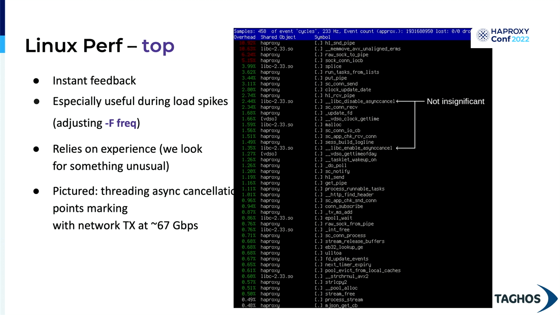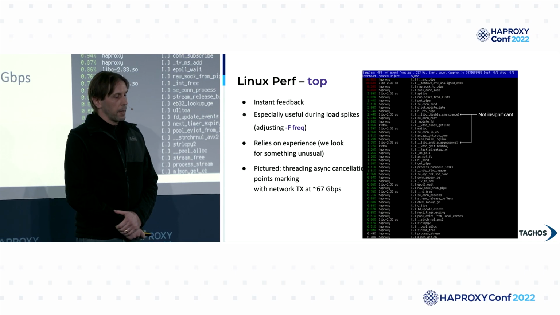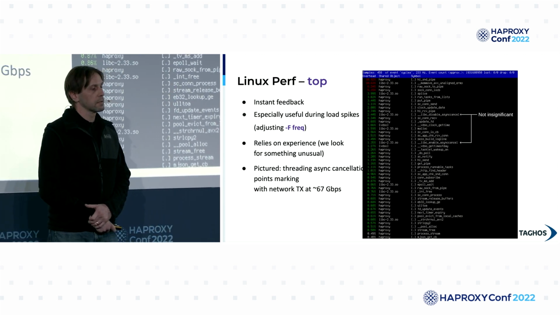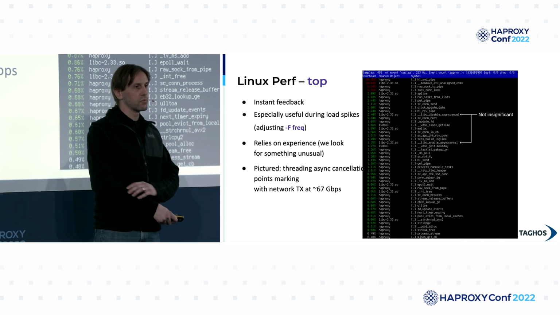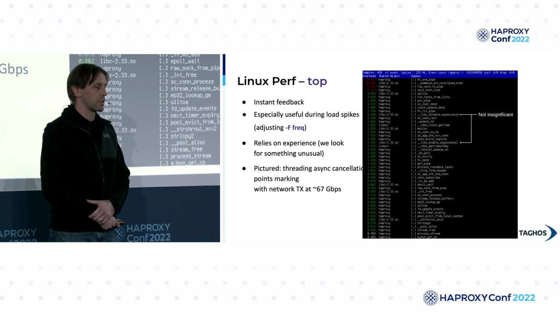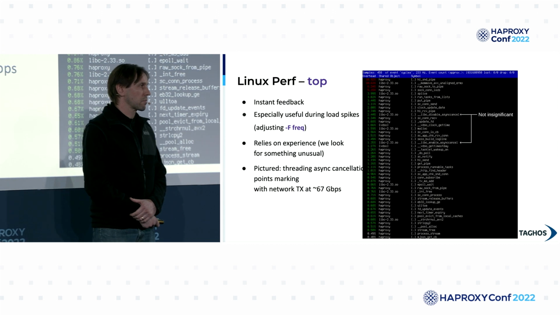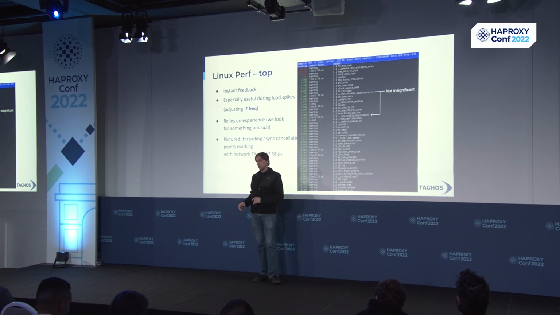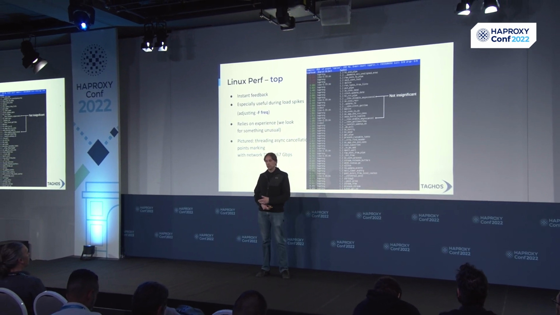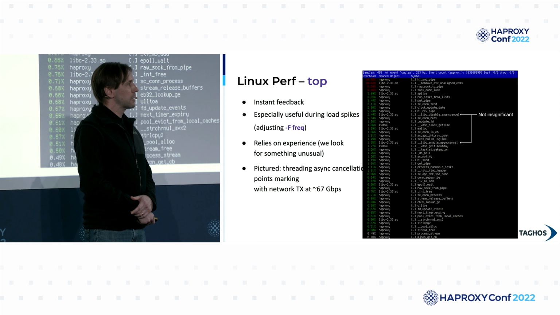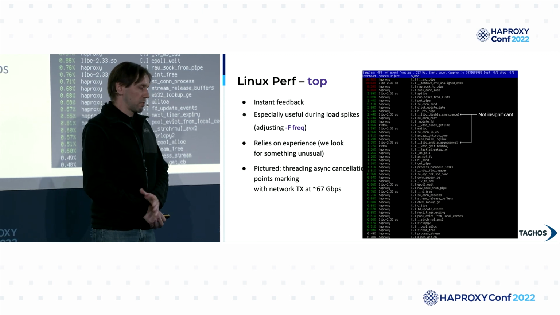PerfTop gives instant feedback, and should look similar if you are familiar with HTOP. PerfTop is especially useful when you are investigating load spikes, because you can throttle down your sampling frequency, so you don't overload your server further if you are suffering from an overload. But again, it relies on experience. You have to get familiar with how your workload looks through PerfTop. Otherwise, it's just confusing.